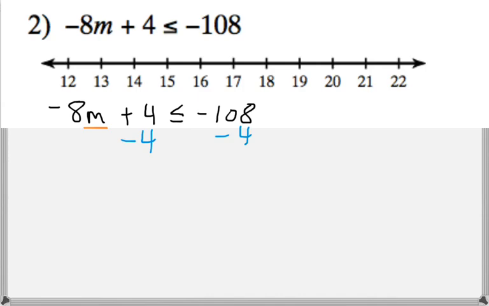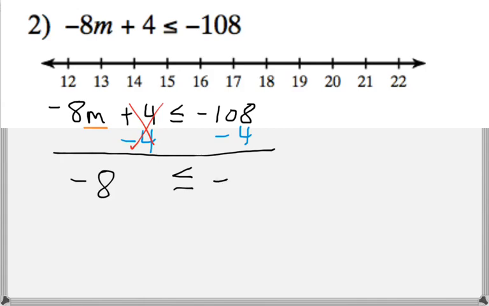When we add or subtract, we don't have to worry about changing the direction of our inequality, so it's going to stay the same. We have our negative 8m. The 4 minus 4 equals 0, so it cancels out. And our negative 108 minus 4 gives us a negative 112. What did I forget over there on the left? I forgot to carry down that m, so we need to go ahead and put it there. So now we're looking at a negative 8m is less than or equal to negative 112.